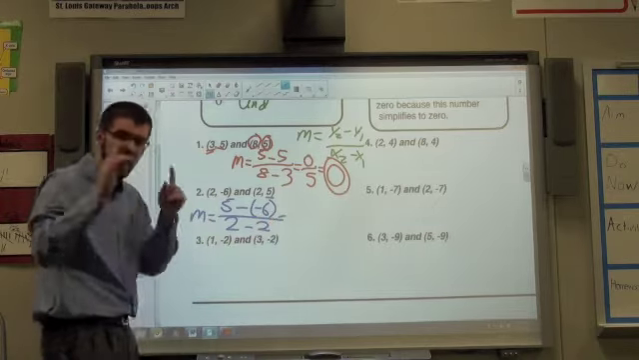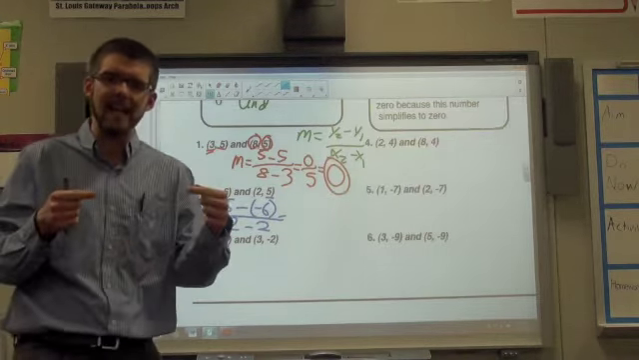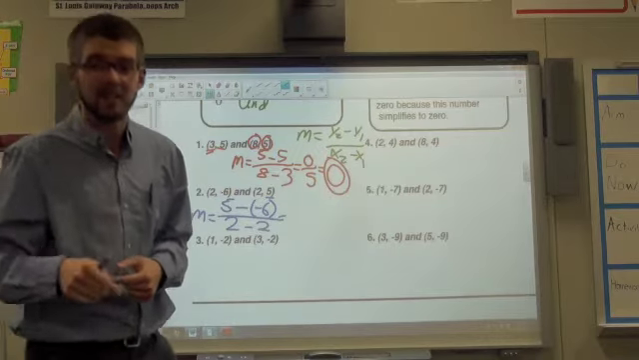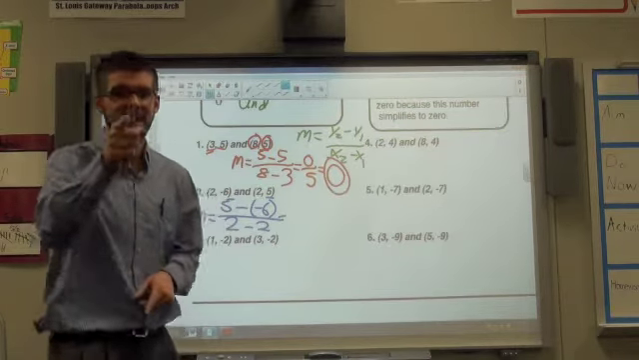Now, when we simplify this, we have to remember, if we're subtracting a negative number, that's the same thing as addition, because a negative times a negative is a positive.